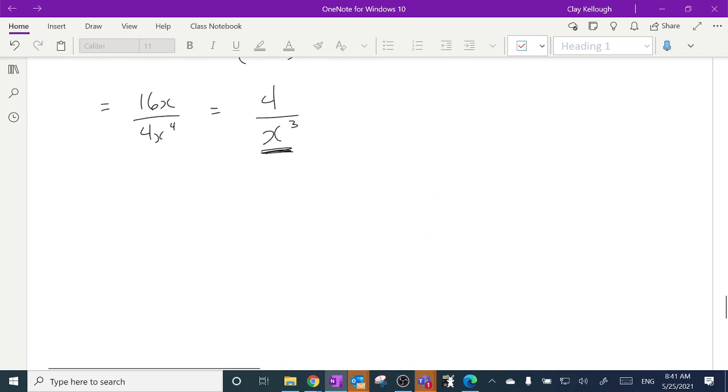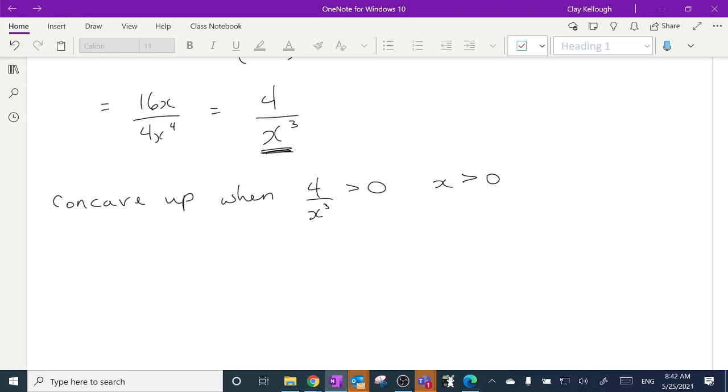And what do I know? I know that we are concave up when the second derivative is positive. No real algebra to be done here. This is just basic logic, right? 4 is a positive number. It would stay positive when you divide by another positive number, so x has to be greater than 0, because when you cube a positive, it's still going to be positive. So therefore, the function is concave up. I'm already tired of spelling the word concave. Are you okay with CU for concave up? From 0 to infinity.